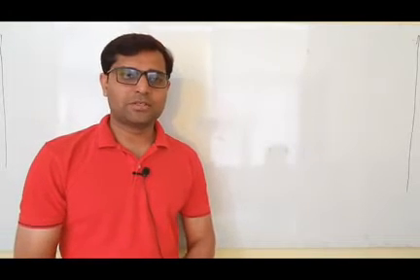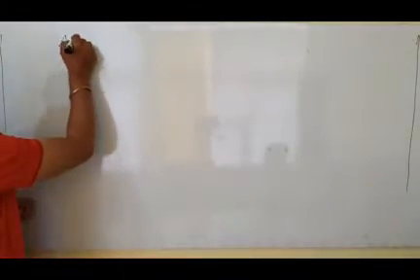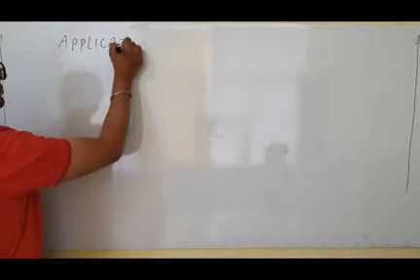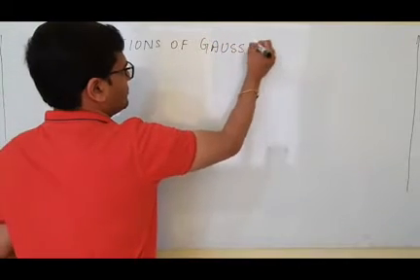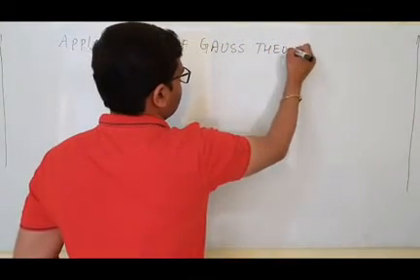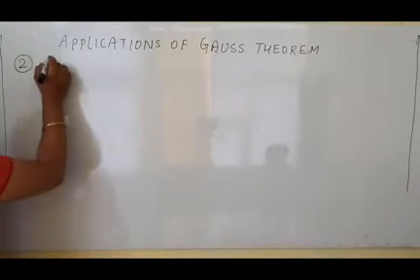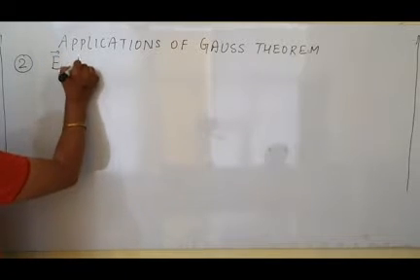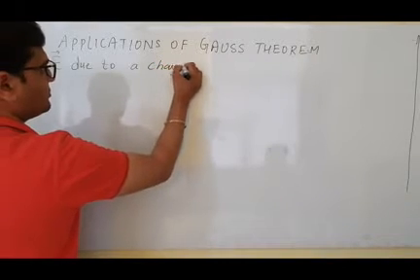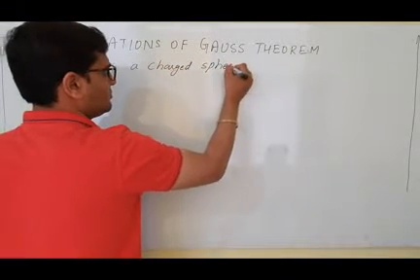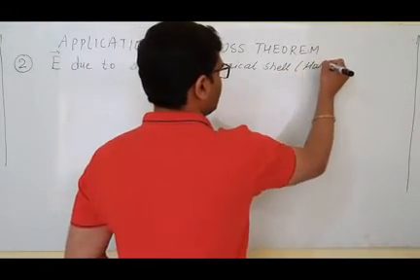Today we will discuss the second application of Gauss theorem. Applications of Gauss theorem. The second application is electric field intensity due to a charged spherical shell. It means due to a hollow conductor.